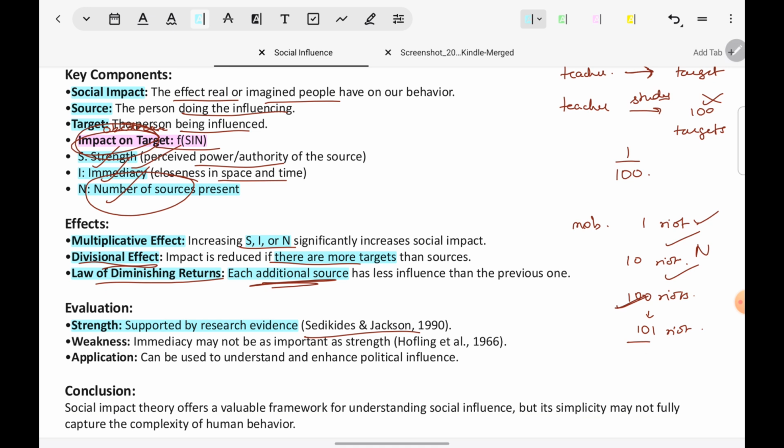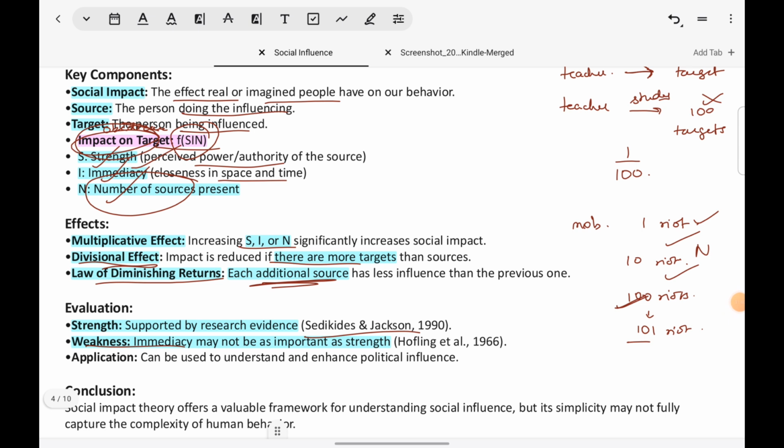Coming to a weakness, some studies have shown that immediacy, one of the factors which are important in the formula function of SIT, might not be as important as strength, meaning that the weightage given in this theory to all the factors might be unfounded. Some factors might in fact be less important than others.